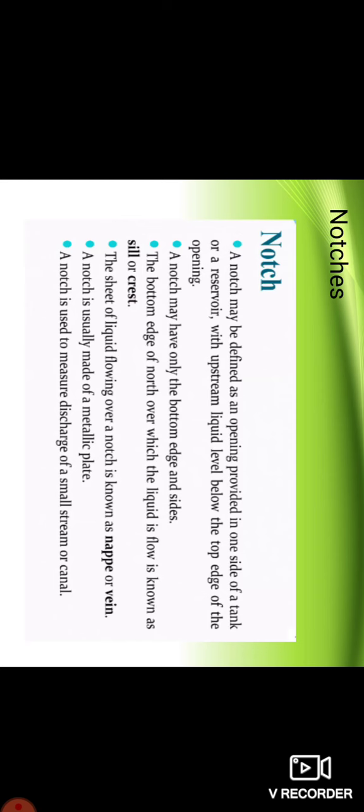A notch is usually made up of a metallic plate, and it is used to measure small discharges, whereas weirs are used to measure large discharges, and are made up of concrete or masonry. And there are some classifications of notches. The types of notches are rectangular notch, triangular notch, trapezoidal notch, and stepped notch. These are the types of notches.